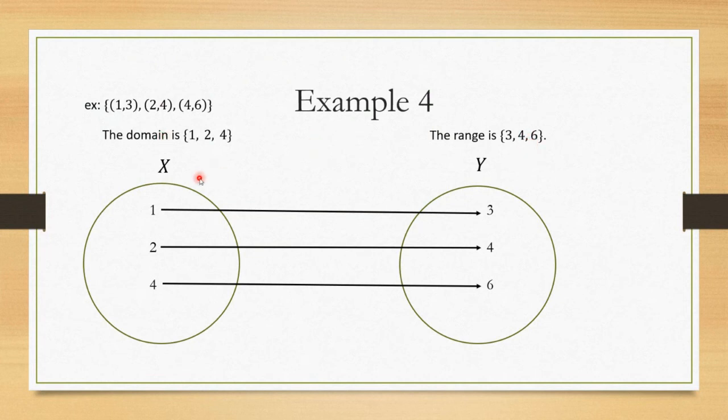Okay, that's good. So let's make the correspondence diagram. We have (1, 3), so we draw 1 arrow 3, 2 arrow 4, 4 arrow 6. So we have those arrows, right? This is our correspondence diagram. So again, from a relation, we can make a correspondence diagram.